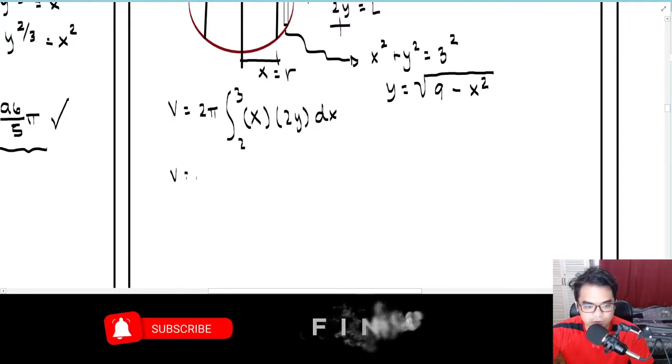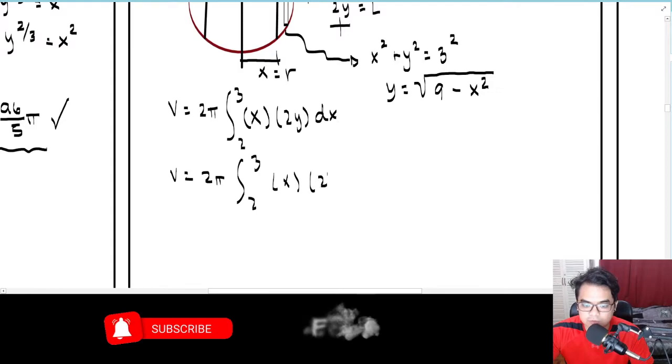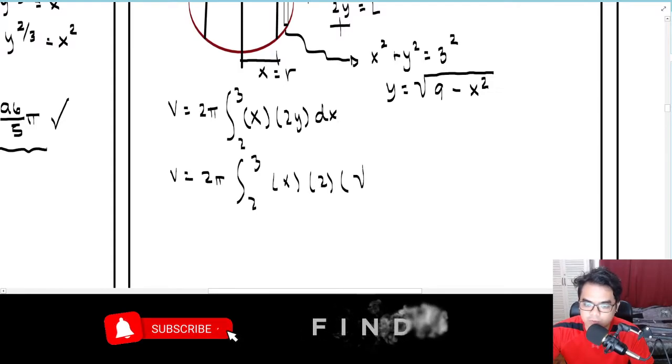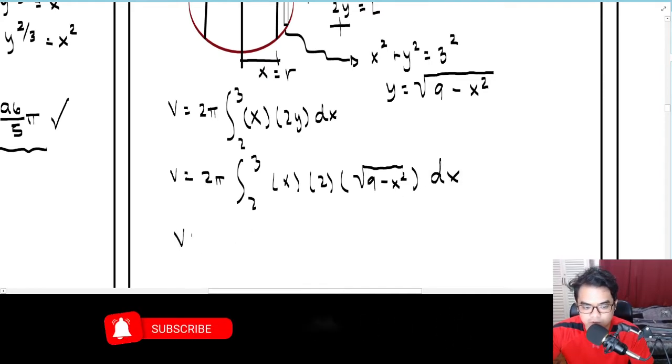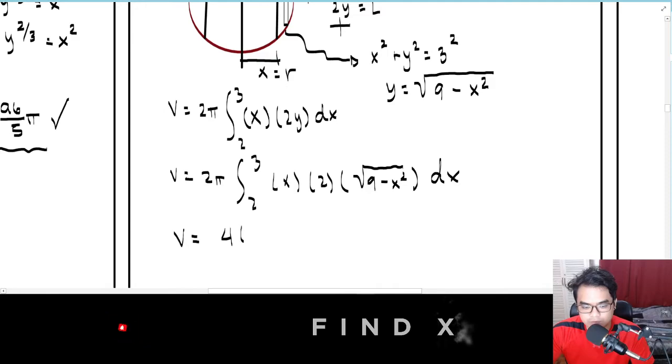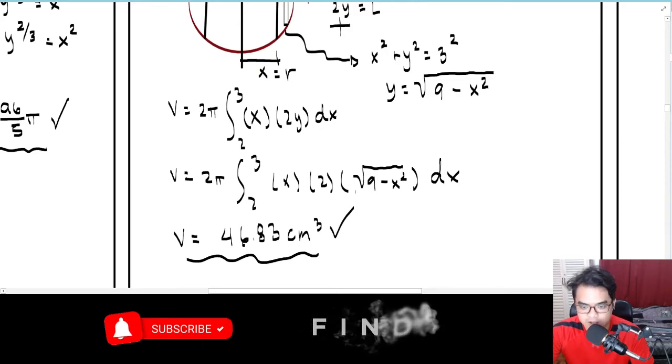Okay, so V is equal to 2 pi integral from 2 to 3 of x times 2 times the square root of 9 minus x squared, dx. And then all you have to do is use your calculator to evaluate this. After you evaluate that using your calculator, the answer will be 46.83 cubic centimeters. And this will be your final answer.